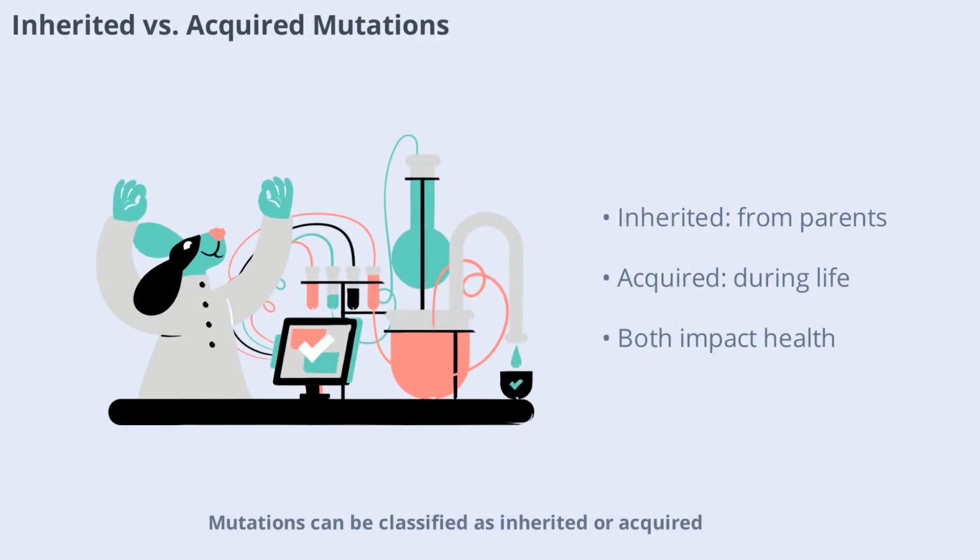Mutations can be classified as inherited or acquired. Inherited mutations are passed from parents to offspring and are present in every cell of the body. Acquired mutations, on the other hand, occur during a person's lifetime and are not passed on to children. These can result from environmental exposures or errors in DNA replication. Both types are important in understanding genetic diseases and cancer.